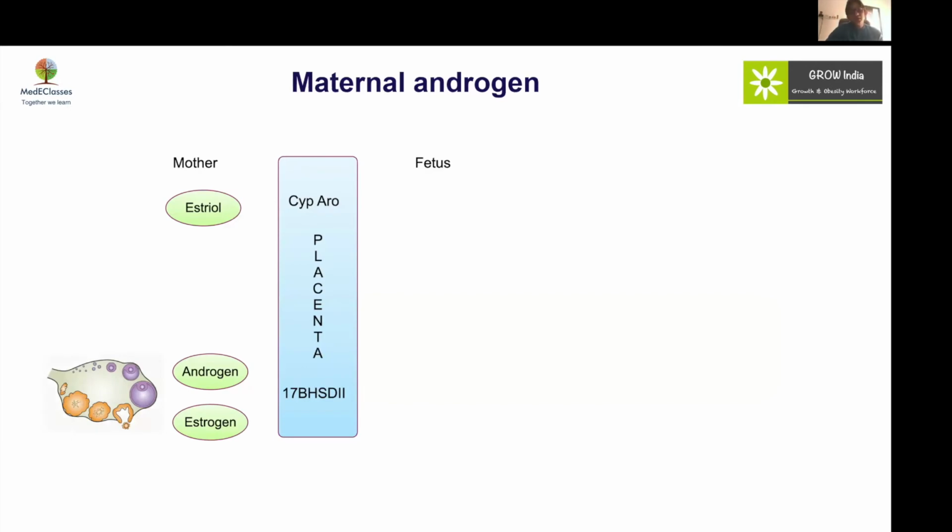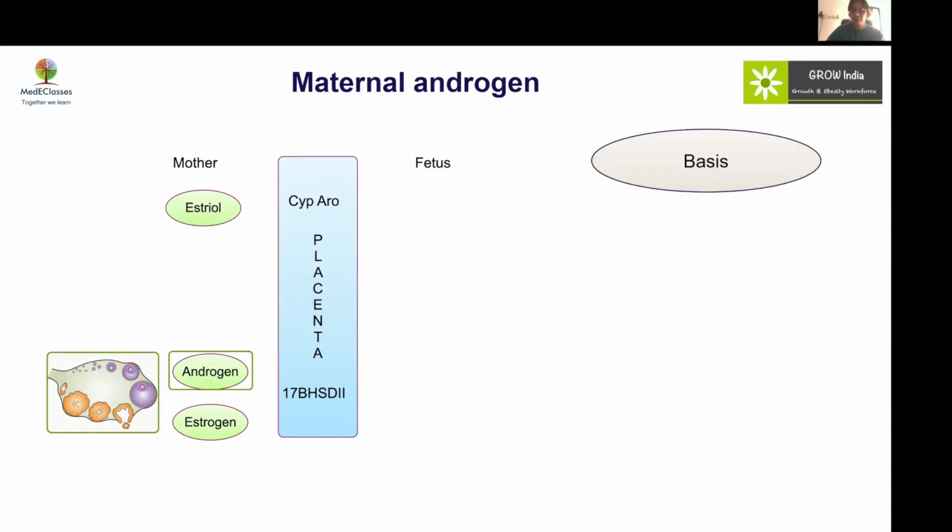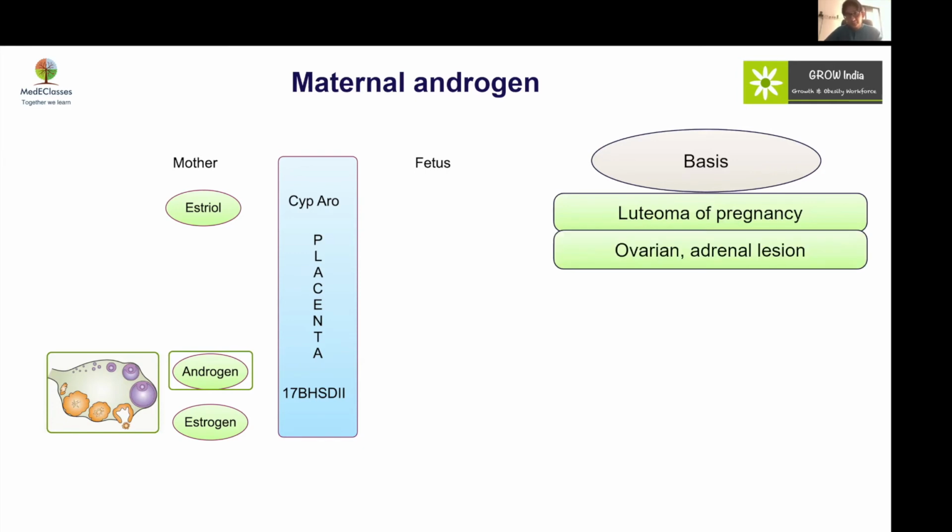Now, as I said earlier, XX DSD is an act of commission. We need something from outside in the form of androgen to virilize the female genitalia. So sometimes maternal androgen can cause virilization of the fetus by crossing the placenta. So luteoma of pregnancy and any ovarian or adrenal lesion on the maternal side can also lead to high androgen production in the mother, which crosses the placenta and virilizes the female fetus.